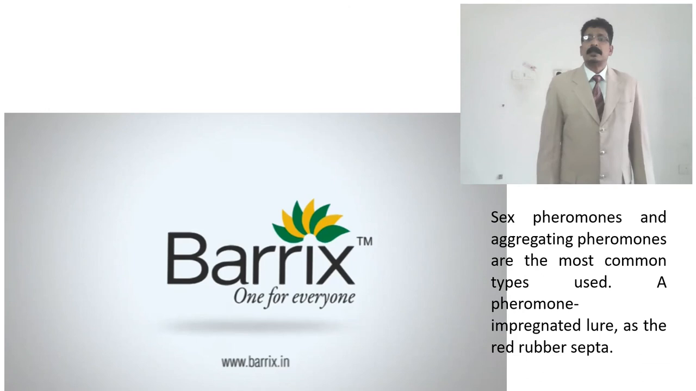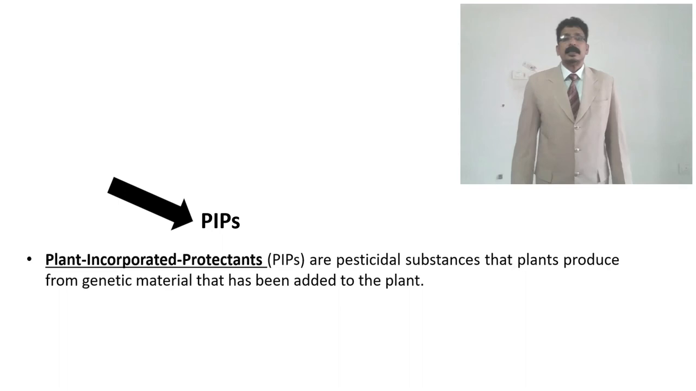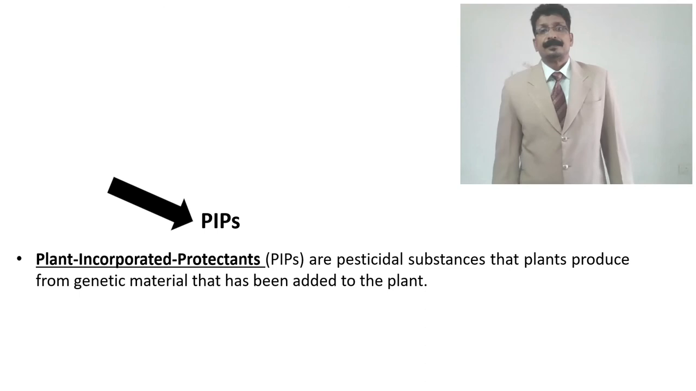So what is PIPs? PIPs means plant incorporated protectants. The pesticidal substance that the plant produces from genetic material that has been added to the plant.